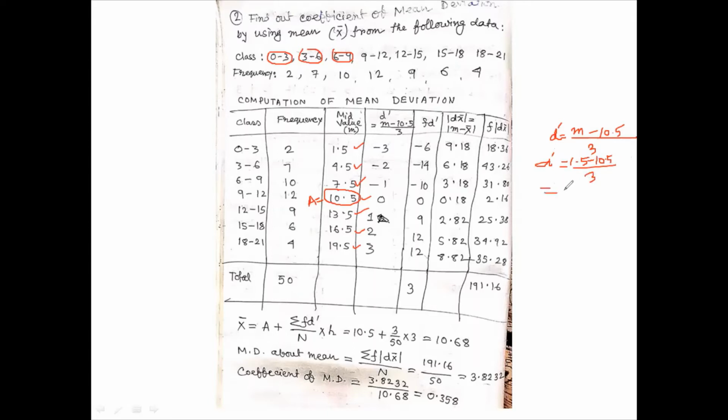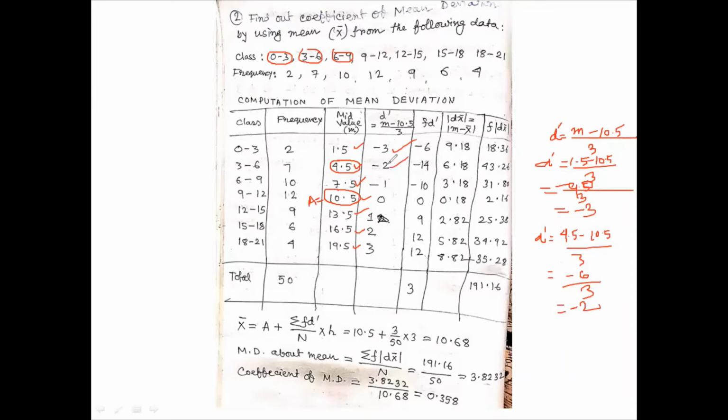This is minus 9, sorry, 1.5 minus 10.5 is minus 9. Minus 9 by 3 will give us minus 3. For the next case, we'll put 4.5 here. So d dash equals 4.5 minus 10.5, divided by 3. This is minus 6 by 3, which gives us minus 2.